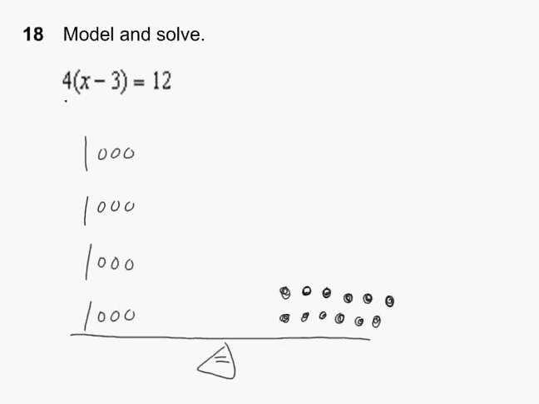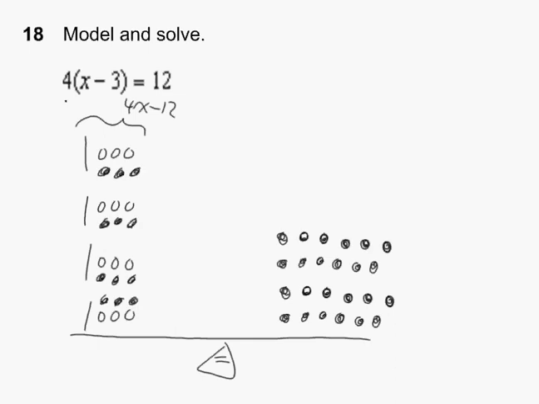So when I draw that, to isolate it I'm just going to think of this as being not 4 groups of x minus 3, but rather I can think of this as being 4x minus 12. It's very clear that that's 4x minus 12. So to isolate it, I'm going to add 12 to both sides. And when I do that, these all become 0 pairs.